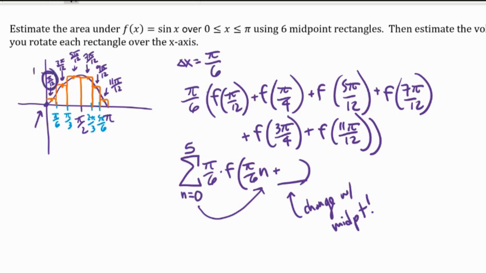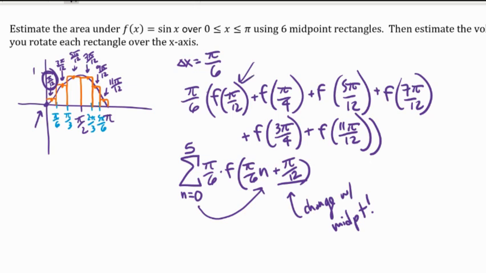I'm starting at an x value of pi over 12. So you need to change the starting position with midpoint rectangles. And then just double check. Like if I plug in n equals 0, that would be f of pi over 12. Hey, that's what we have up here.